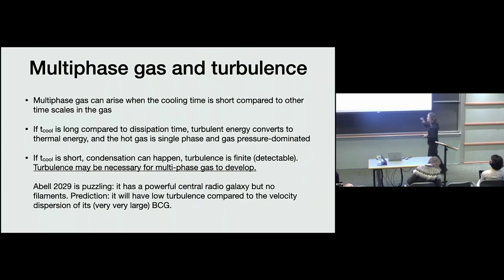And our prediction is that it's going to turn out to be really quiescent, like low turbulence. The lines will be relatively narrow compared to the velocity dispersion of its enormous BCG. The velocity dispersion of the BCG is about 400 kilometers per second. So it's one massive galaxy.